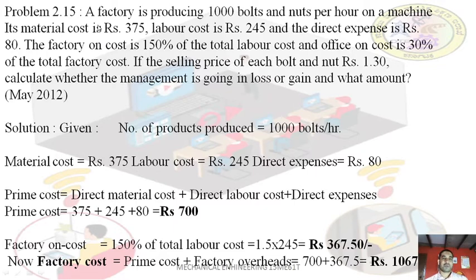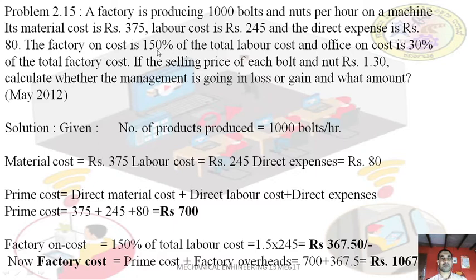A factory is producing 1,000 bolts and nuts per hour on a machine. Its material cost is 375, the labor cost is rupees 245, and the direct expense is rupees 80. So in this problem the direct expense is given. The factory on cost is nothing but factory expenses or factory overhead.